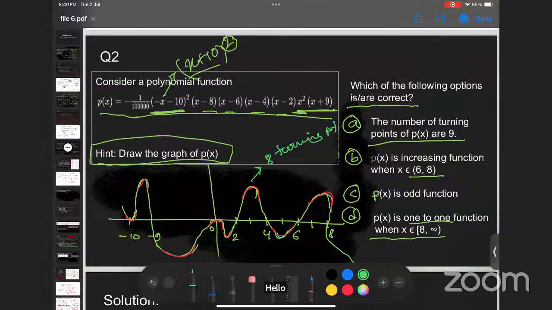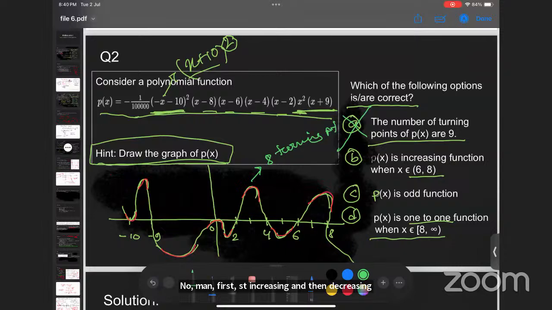So this option is wrong. What about this second option? Option B. Yes, ma'am, it is correct. No, ma'am, first it is increasing and then decreasing. Correct. So option B will be also wrong.